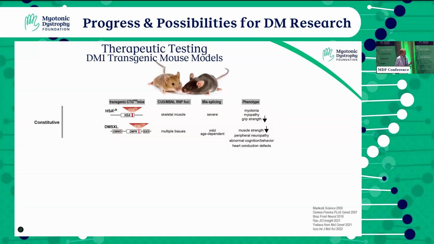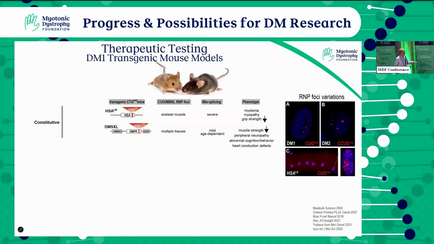You can see the mis-splicing is different between those two. Of course, the HSA-LR is skeletal muscle specific. DMXL has expression in a variety of different tissues, so they both have their strengths. They've both been used extensively in therapeutic development.